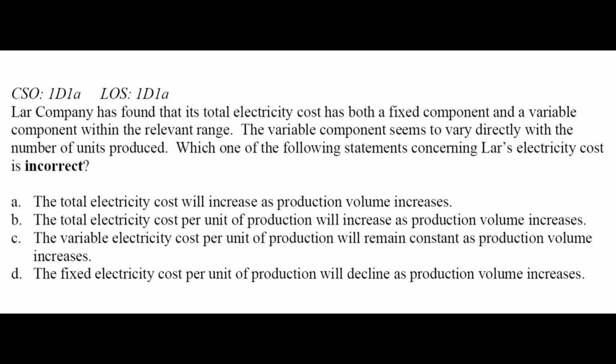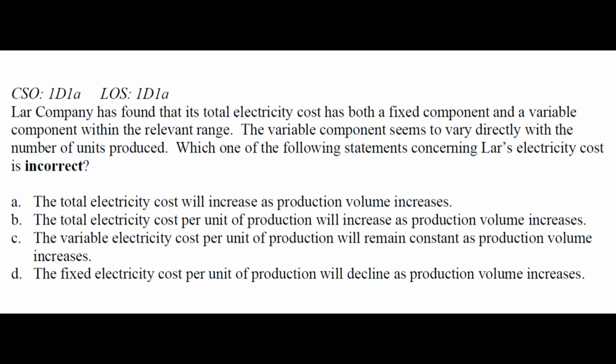Students should remember the following cost behavior principles. Total mixed cost increases as activity increases because the variable portion rises with production. Variable cost per unit remains constant if it varies directly with output. Fixed cost per unit decreases as production increases because the same fixed cost is spread over more units. Consequently, total cost per unit generally declines as production increases, since the reduction in fixed cost per unit outweighs the constant variable cost per unit. The question asks for the incorrect statement, so students should identify the option that contradicts these principles.